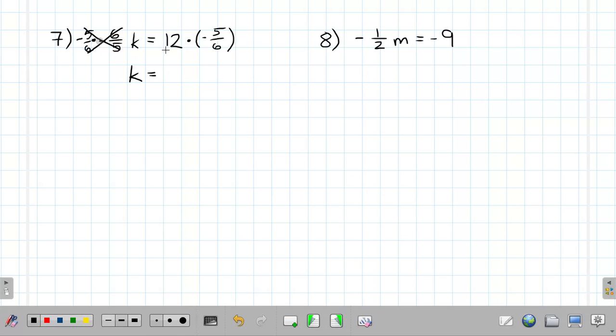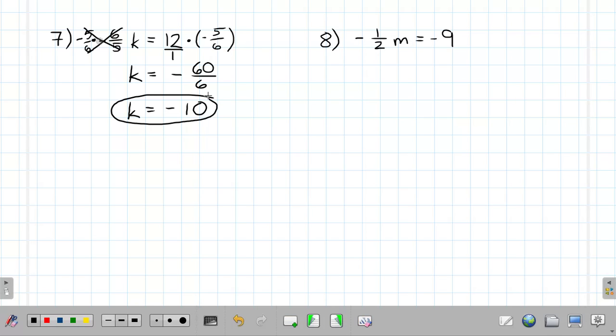Same kind of thing here. We have an issue where we have a whole number times a fraction. We put that over 1. We have a positive times a negative, which gives us a negative. 12 times 5 is 60. 1 times 6 is 6. And this is one people should definitely be able to do in their head. Negative 60 divided by 6, that's going to leave us with a 10. So the answer is -10.